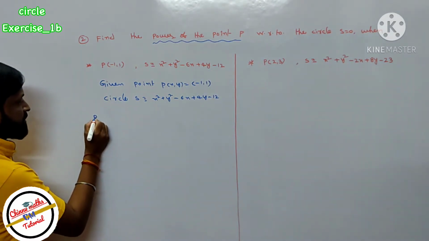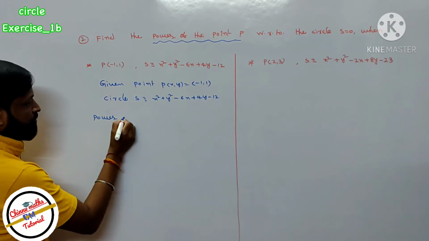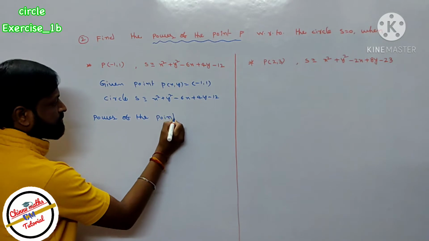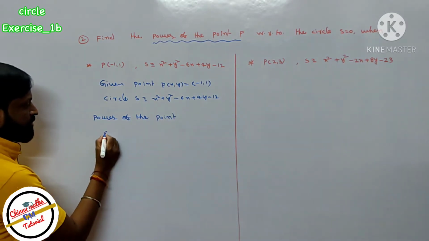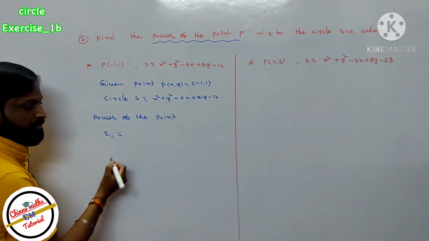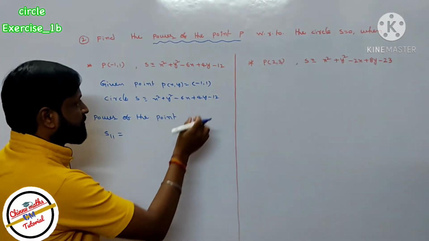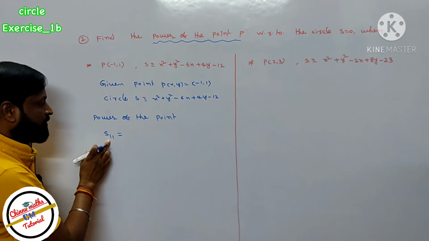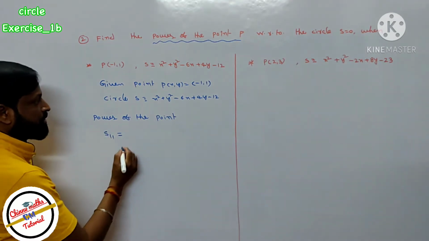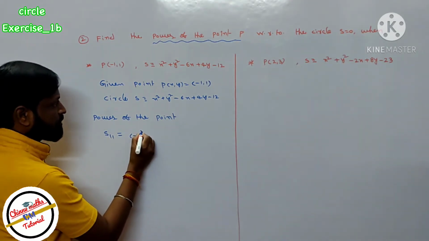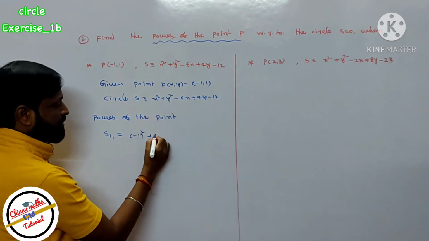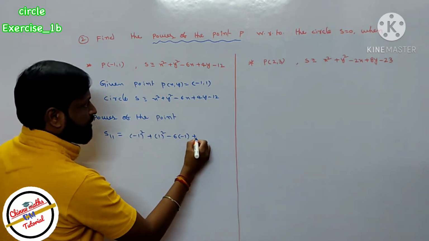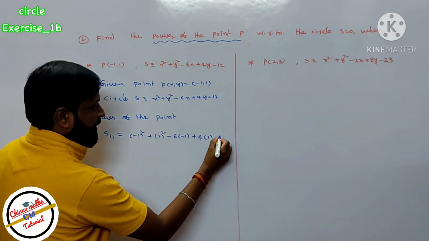Power of the point, what is the power of the point is denoted by S11. Already we know that. How to get S11? The given point substitute in the given circle, you will get S11. S11 is nothing but power of the point. So then (-1) whole square plus 1 whole square minus of 6 into minus 1 plus 4 into 1 minus of 12.